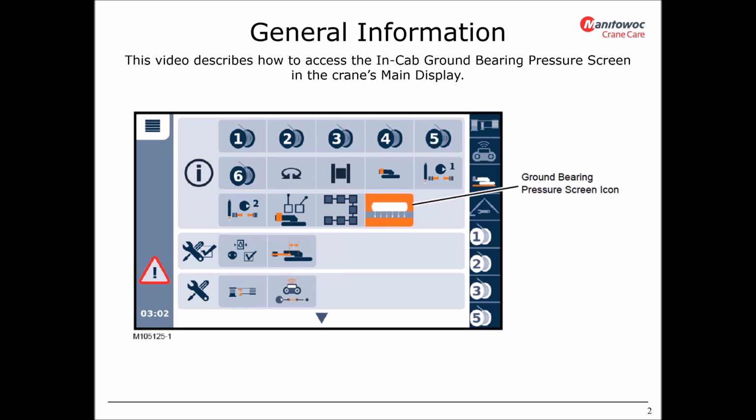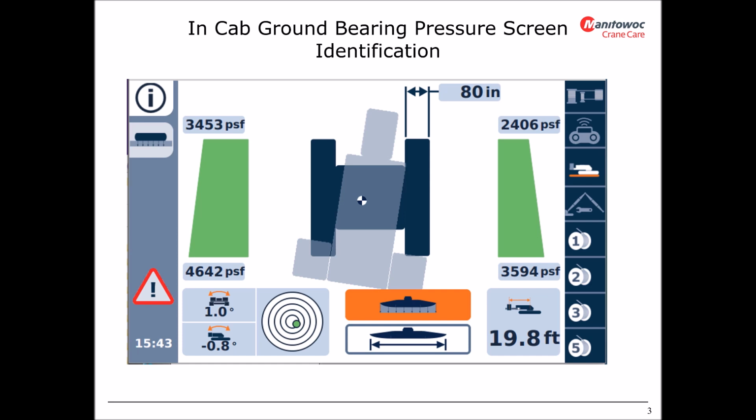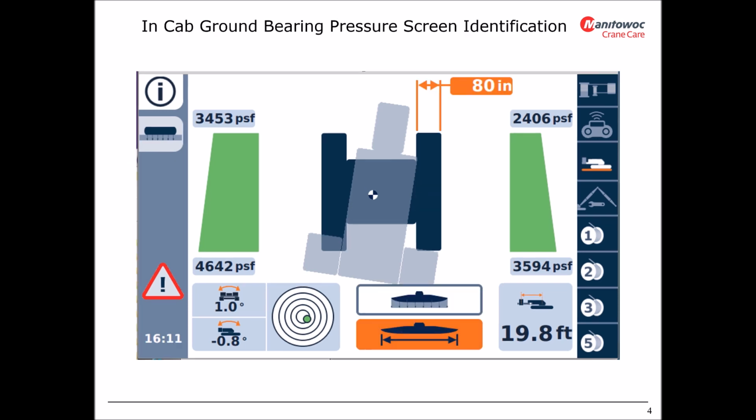crane. Now, using the crane jog dial or display keypads, navigate to the menu screen and to the icon shown here in orange. This icon represents the ground bearing pressure screen. Once the ground bearing pressure screen is accessed, the operator can view the ground bearing pressure information shown in figure number 2. The information shown in the red box will be in PSF, pounds per square foot, or in kPa, kilopascal. That will be the units of measure of pressure applied to the ground.